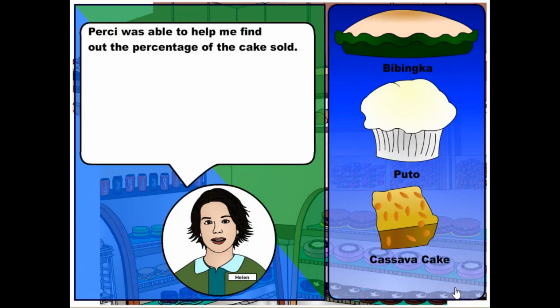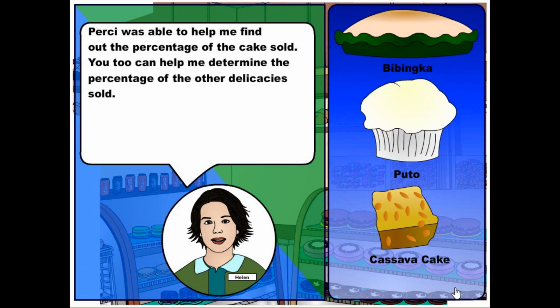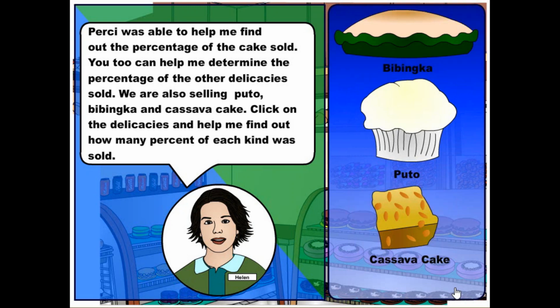Percy was able to help me find out the percentage of the cake sold. You too can help me determine the percentage of the other delicacies sold. We are also selling puto, bibingka, and cassava cake. Click on the delicacies and help me find out how many percent of each kind was sold.